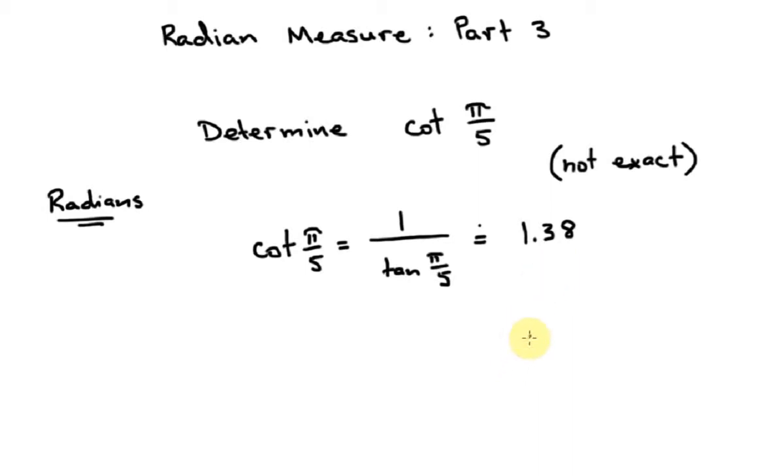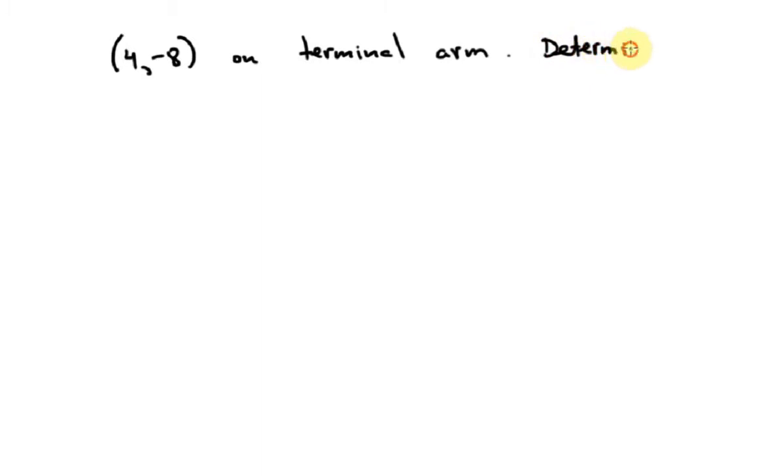All right, on to the next example. The next one says the following. We have this point on the terminal arm. Okay, that looks pretty good. And then somebody says, determine theta. And they give us the following restrictions on theta.